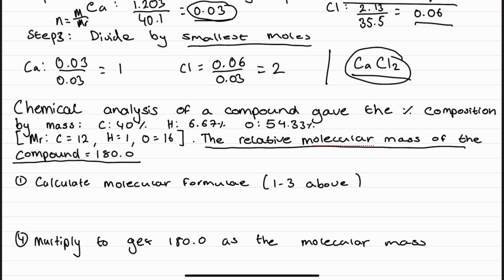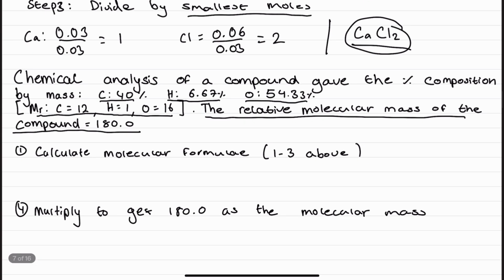So, the question is, chemical analysis of a compound gave the percentage composition by mass of the compound as carbon being 40%, hydrogen being 6.67%, and oxygen being 53.33%. We have the molar masses, and we're not told, because I forgot to write it, but this is the molecular formula question. Calculate what the molecular formula is. Oh, right here, calculate the molecular formula.